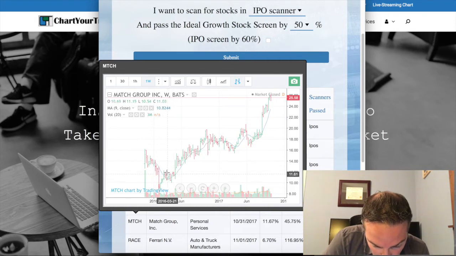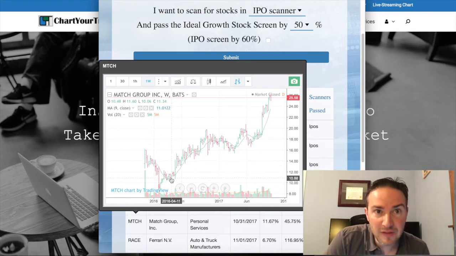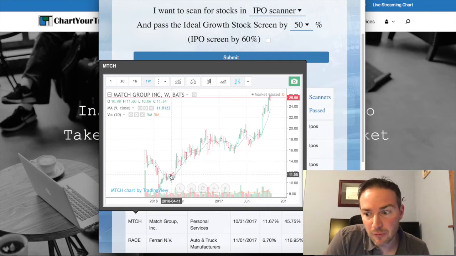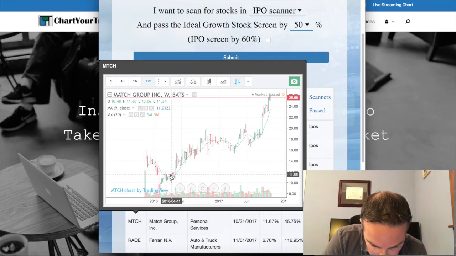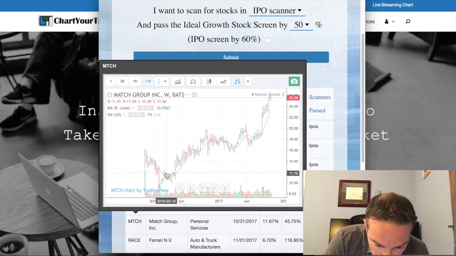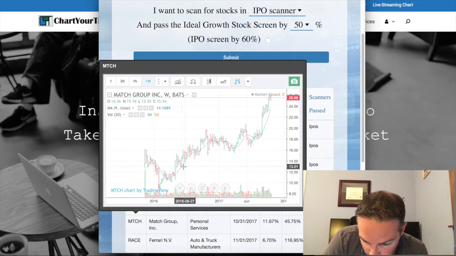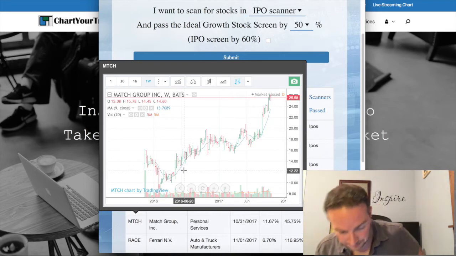So Snapchat's still consolidating, so keep that one on the radar. It's not on this list, but it's one that I'm following for other reasons. Anyway, here Match broke out, and it's run over 100% so far.